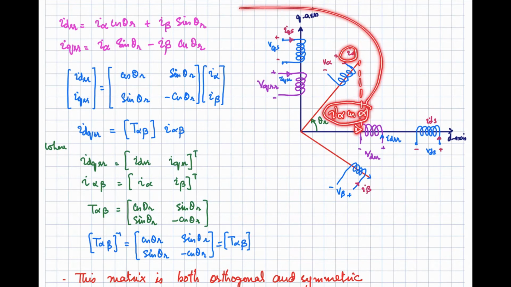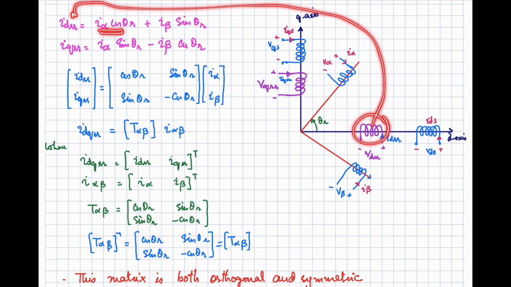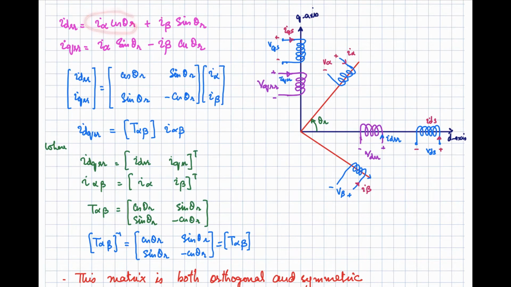And the projection of this I alpha along the d axis will be simply equal to I alpha into cos of theta r. So you can now represent that IDRR, that is the current in this winding, as the component of I alpha along this axis and the component of the beta current along this axis, given by the expression I beta sine of theta r plus I alpha cos of theta r. That will give you the current in this winding, that is IDRR.